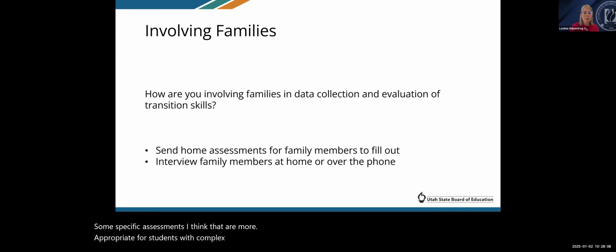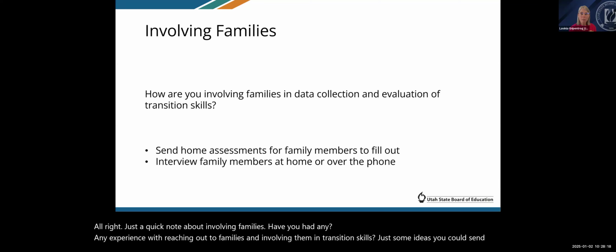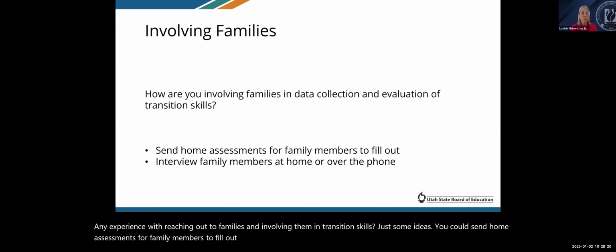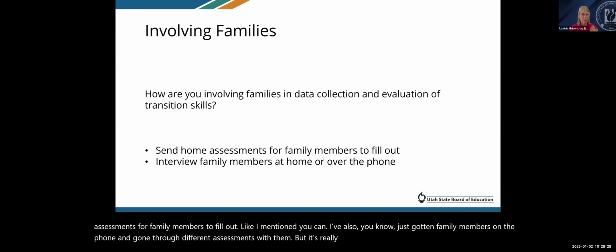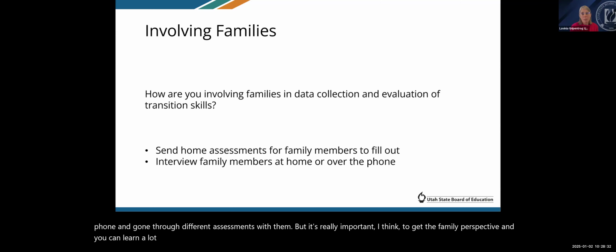All right, just a quick note about involving families. Have you had any experience with reaching out to families and involving them in transition skills? Just some ideas. You could send home assessments for family members to fill out, like I mentioned. I've also gotten family members on the phone and gone through different assessments with them. But it's really important, I think, to get the family perspective, and you can learn a lot from families, and I think they feel more involved in the entire process.